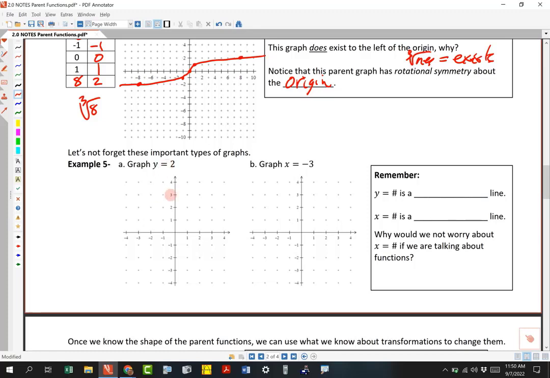One of them is a horizontal line, one is a vertical line. So if you see y equals a number, raise your hand if you know for absolute fact, horizontal or vertical. Y equals a number, absolute fact, horizontal or vertical. Gavin. He's right, it's horizontal. That means the other one is vertical.